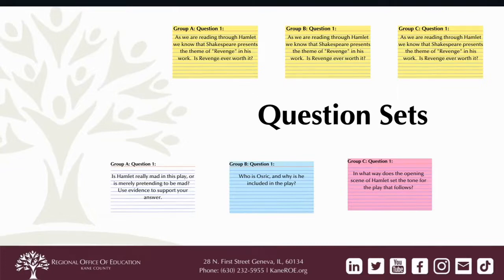Your question sets can be the same, so each group answers the same questions, or you can vary your questions so each group has a different question to reflect on.